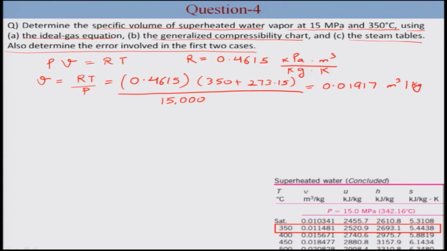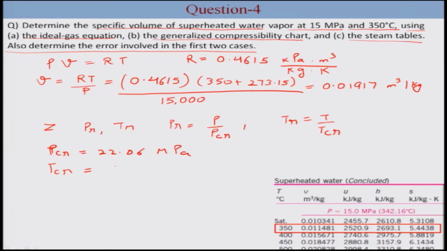From the generalized compressibility chart, for that we need to have the value of compressibility factor, that is Z. For calculating that, we should know PR, that is reduced pressure, and reduced temperature. Reduced pressure is P by PC, that is critical pressure, and reduced temperature is T by the critical temperature. The critical pressure is 22.06 megapascal. Critical temperature is 647.1 Kelvin. So, reduced pressure will be 15, which is the pressure, divided by critical pressure 22.06. So, this comes out to be 0.679.